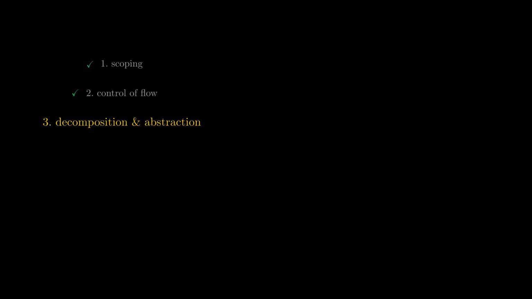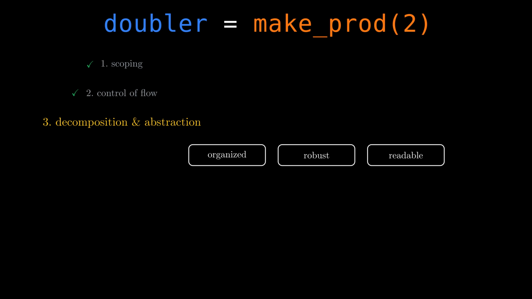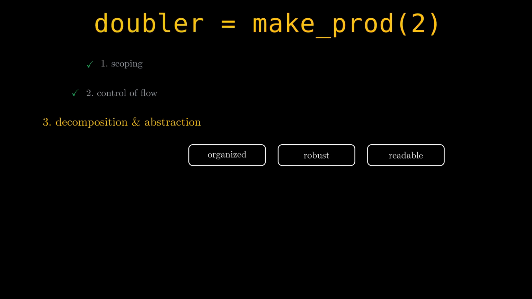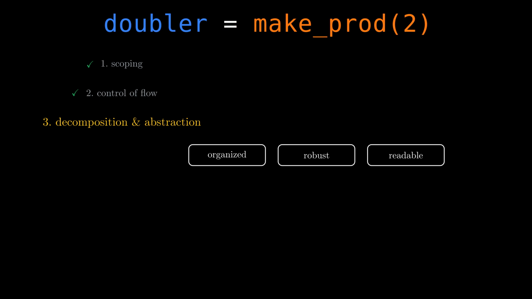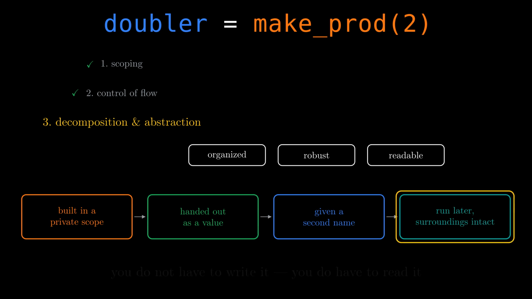The third thing is the broadest. For trivial doubling, it hardly matters, but in a large program, functions returning functions are another tool for decomposition and abstraction. The same habit that pushes you toward organized, robust, readable code. You do not have to write programs this way, but you do have to be able to read code that does. When you see a name assigned from a function call and then called itself, you now know what happened. The inner function was built inside a private scope, handed out as a plain value, given a second name, and run later with its captured surroundings still intact.